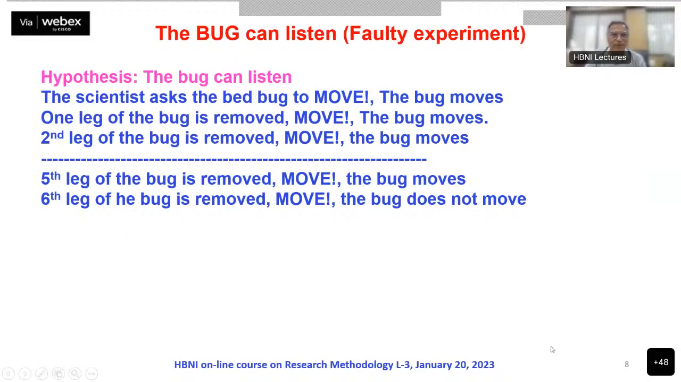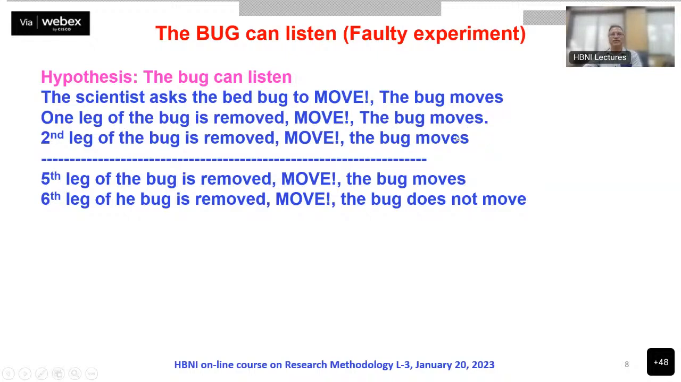Okay, I'll give you one example of a faulty experiment. The hypothesis is that the bed bug can listen. So a scientist planned an experiment to prove that the bug can listen. The scientist asks the bed bug to move, and the bug moves. Then he plucks one leg of the bug, and then again asks move, and the bug moves.